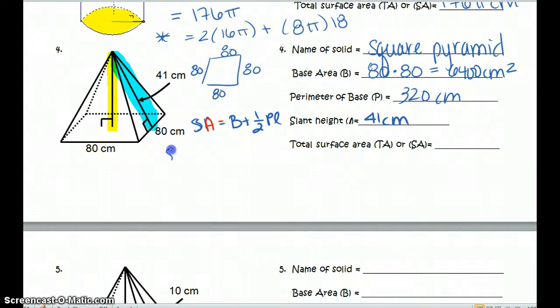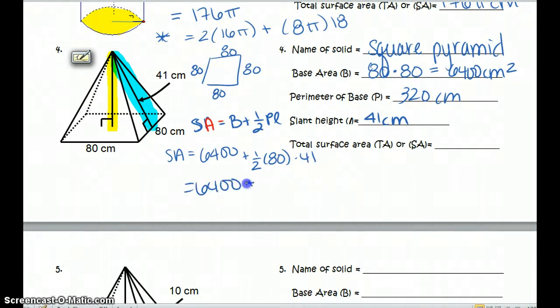So surface area equals B, which is 6,400. Now think about why there's only one B, because a pyramid only has one base, plus 1/2 times the perimeter times the slant height. So that's 6,400 plus whatever 1/2 times 80 times 41 is, which is 6,560. So our total surface area comes out to be 12,960 centimeters squared.